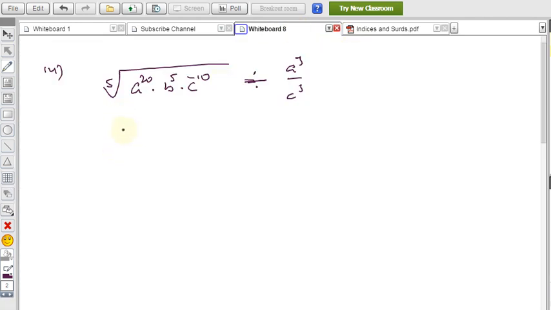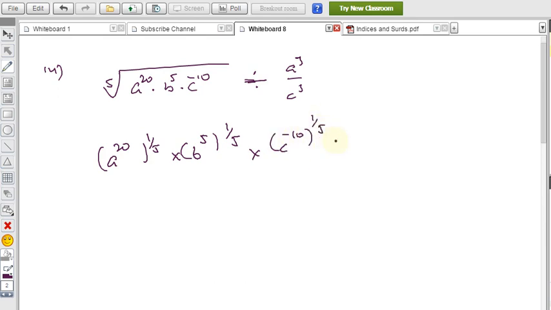So the fifth root we can write as all to the power 1 by 5. That means a power 20 also to the power 1 by 5, b power 5 also to the power 1 by 5, into c to the power minus 10 also to the power 1 by 5, divided by. Whenever division is there, if you keep the multiplication symbol, this will be the reciprocal. So c power 3 by a power 3. Okay, this is the formula.